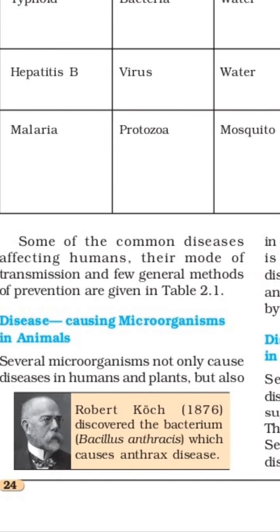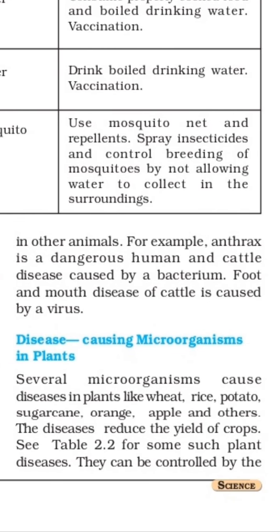Now the next one, here one piece of information is there. Robert Koch in 1876 discovered the bacterium Bacillus anthracis, which causes anthrax disease. This anthrax disease is caused by Bacillus anthracis, which was discovered by Robert Koch. Now the next point is disease-causing microorganisms in plants.